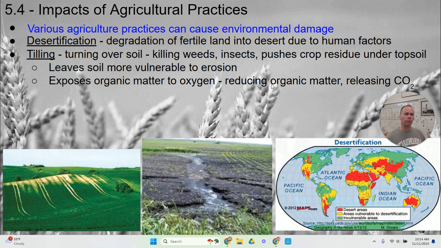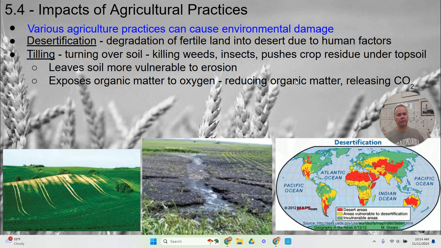Tilling the soil. So you probably have seen this happening in our area if you've been out in the countryside a little bit in the early spring. Tilling is turning over the soil, using a plow to turn over the soil and plow it under. You could get a rototiller that you may have seen and used in your backyard garden. There's large-scale tillers that basically turn over the soil. A plow was a tool that was used to turn over the soil. And turning over the soil, what it does is basically it kills weeds by burying them under the surface and insects. It pushes crop residue below the topsoil.